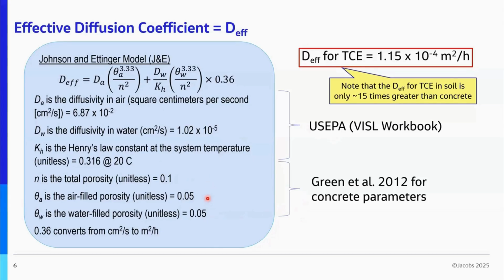And if you just use the default parameters that are provided in the EPA Visual Workbook for the chemical properties, and then go to the literature for some values for the air and water-filled porosity of concrete that we found, you plug all that into the equation, and you come up with a diffusion coefficient for concrete of about 1.1 times 10 to the minus 4. And what's really interesting is this equation for soil, which we use to calculate diffusion through soil with the J&E model regularly. The default parameters for soil come up with a diffusion coefficient that's only 15 times more than this. So, we don't think of soil as being a good barrier to diffusion. And if cement's only 15 times less permeable, then I don't know if it's exactly going to be a good barrier either. But we'll see some data here in a minute.